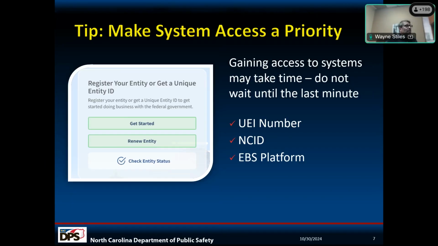And here's another tip: make system access a priority. Remember, gaining access to systems might take time, but don't wait until the last minute. You need to have a UEI number, an NCID, and also access to the EBS platform that we covered earlier this morning.